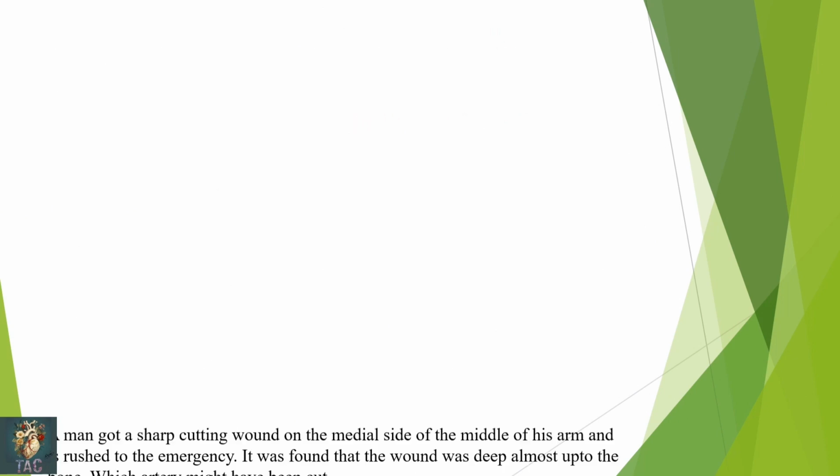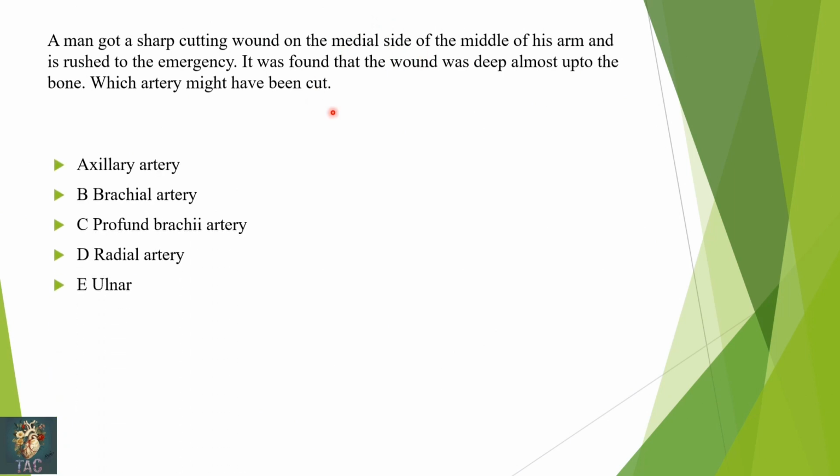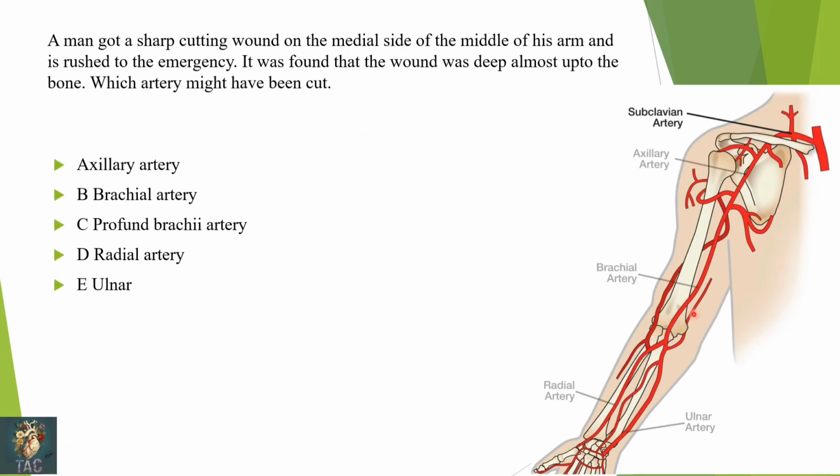Next: a man got a sharp cutting wound on the middle of his arm and is rushed to emergency. It was found that the wound was deep, almost up to the bone. Which artery might have been cut? Please remember that this is the middle of the arm, on the medial side. These are the arteries, and look at the branches. This is the brachial artery, which is present on the medial side of the middle of the arm, and it will be damaged. So the answer is the brachial artery.